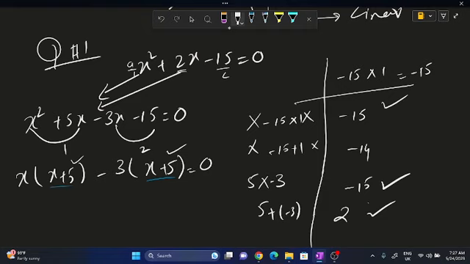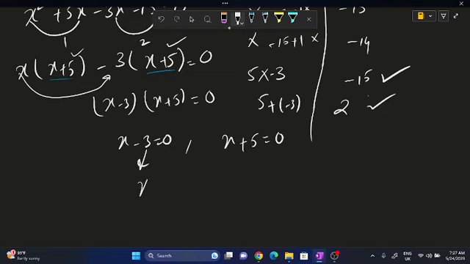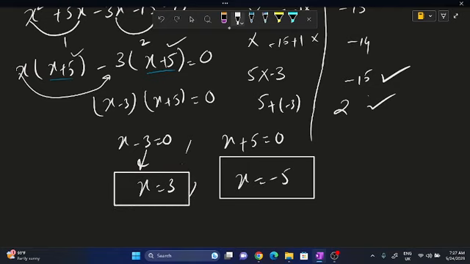These are the same. I can make a pair with x minus 3 and x plus 5, taking the common factor between them. So it is x minus 3 which is equal to 0 and x plus 5 which is equal to 0. So make two cases: x minus 3 is equal to 0 and the other one is x plus 5 is equal to 0. From that I have x is equal to 3 and from that I have x is equal to minus 5. So these are the two possible values of x for this equation.